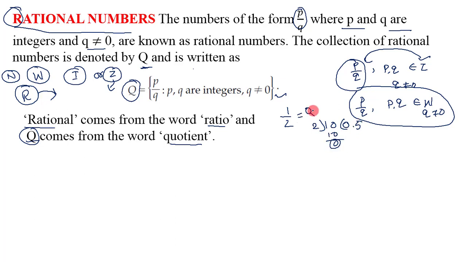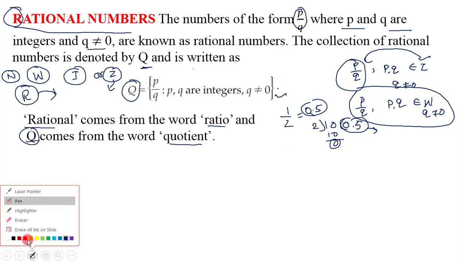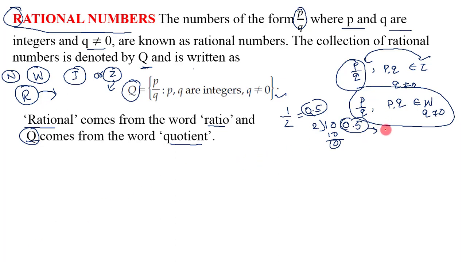The value we got is 0.5. In which part did you get it? In the quotient place we got this value of this rational number, 0.5. So that is why we have to use Q. That means the value of a rational number will be obtained in the quotient place. That is why we represent the rational numbers by Q.